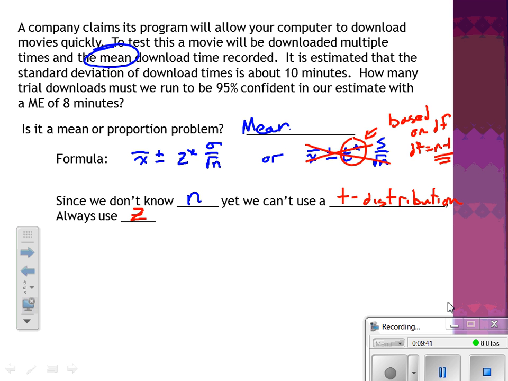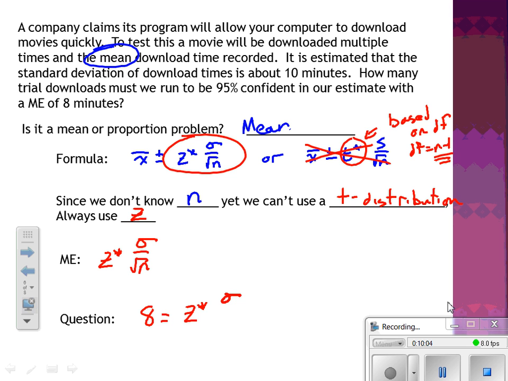So one nice thing about finding sample size, you don't have to worry about the two different issues. The margin of error is the same thing. It's how much you want to go up and down. Z star times sigma over square root of n, right? So the question for us, we want to be within 8 minutes. So in other words, 8 equals z star times sigma over the square root of n. Now it's just a matter of plugging in what we know. So 8 equals 1.96, the standard deviation is about 10 minutes, times 10 over the square root of n.